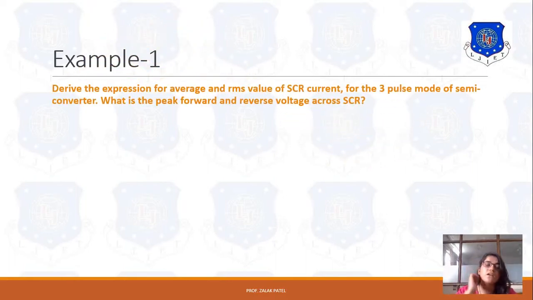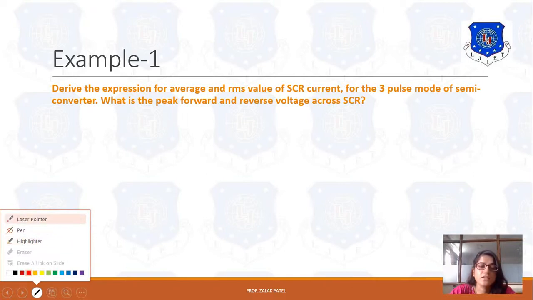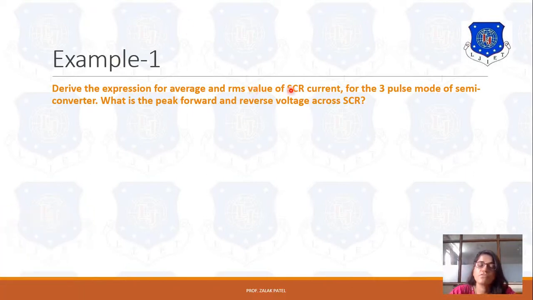The problem statement is: derive the expression for average and RMS value of SCR current for the 3-pulse mode of the converter. What is the peak forward and reverse voltage across SCR? So what is asked is to derive the expression of average and RMS value of SCR current, first of all for 3-pulse.